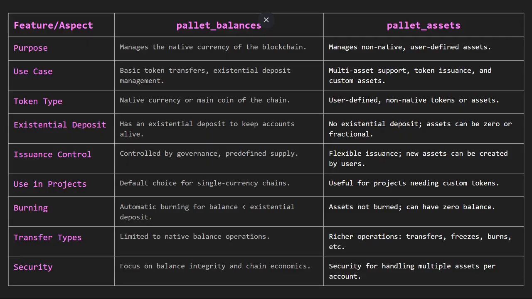The Pallet Assets module, on the other hand, is designed to manage non-native, user-defined assets. It provides a more flexible and extensive system of handling a variety of tokens, supporting more complex use cases such as token issuance, multiple asset management, and custom assets that may not be the blockchain's native currency. Pallet Assets allows the creation and management of multiple assets, each with its unique properties and configurations.